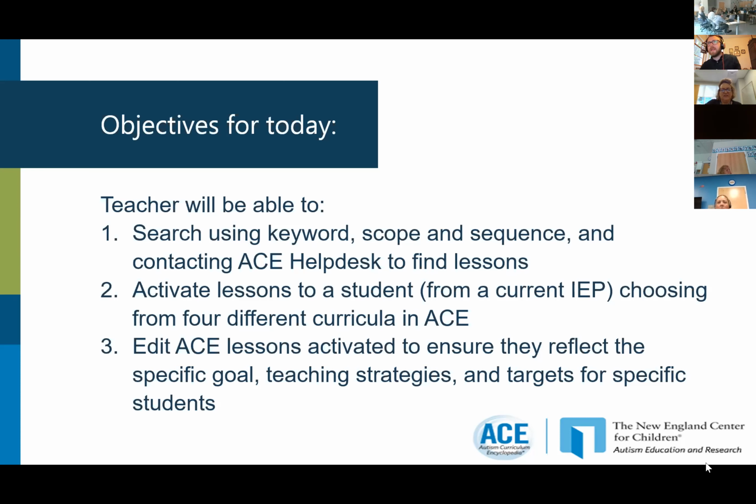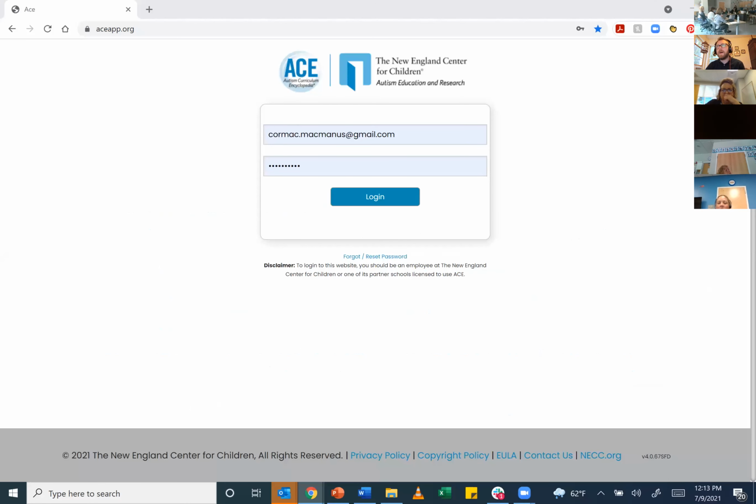And you should be able to see a different view of my screen now with the ACE website pulled up. Okay, so like yesterday, we are going to log on to the ACE. We're going to go to aceapp.org, and then we are going to type in our email address, type in our password, and click the login button.